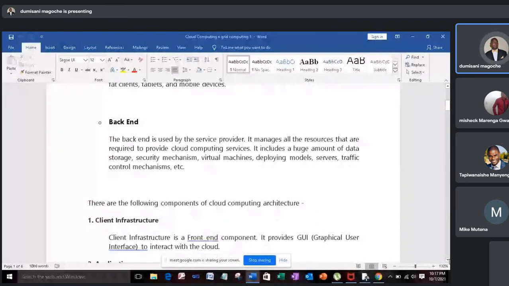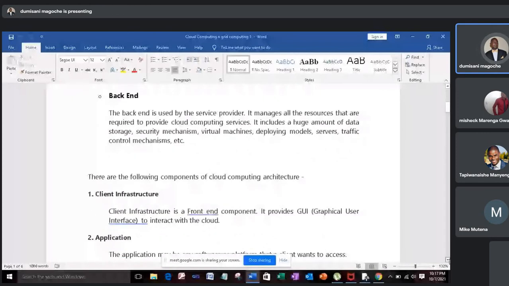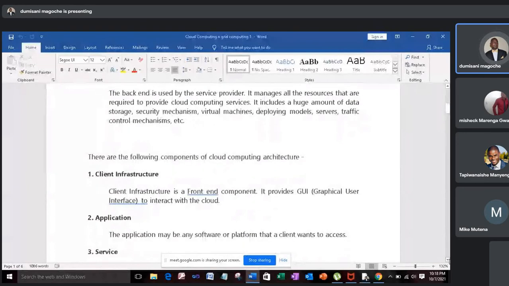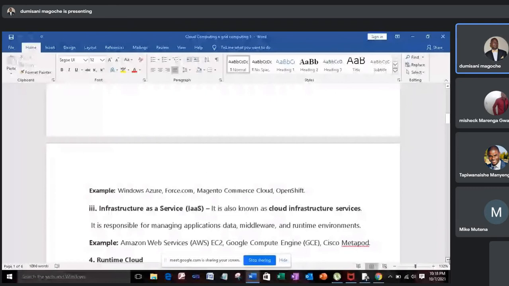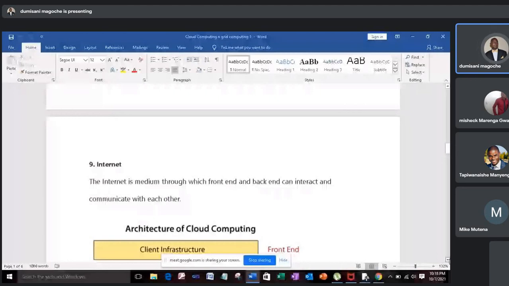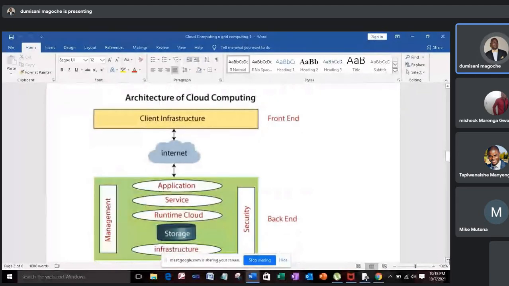As for the architecture diagram, since I shared this in the group earlier, I will not go into detail, but I'll just go to the architecture diagram here. In the actual cloud computing, there is a client infrastructure which is connected by the internet to the servers, the storage and the infrastructure, whereby the front end and the back end are both connected by the internet, right?